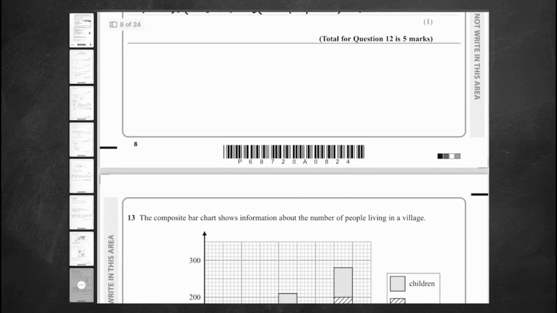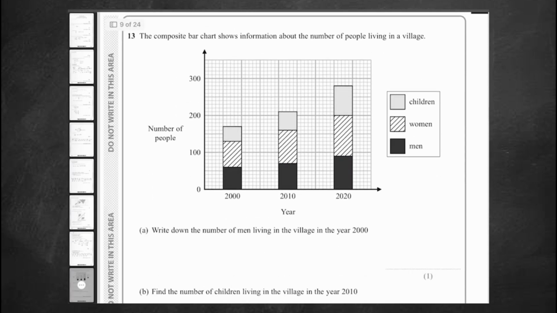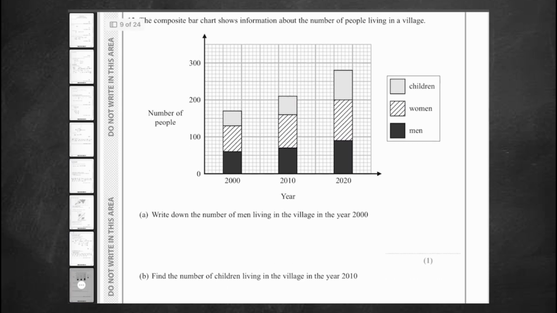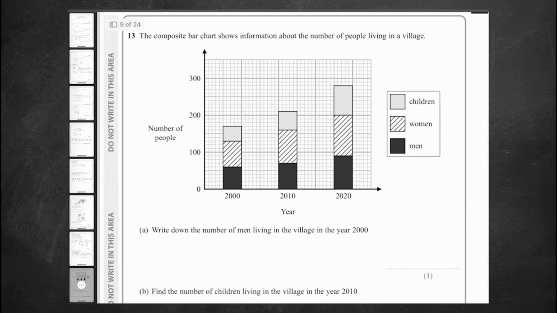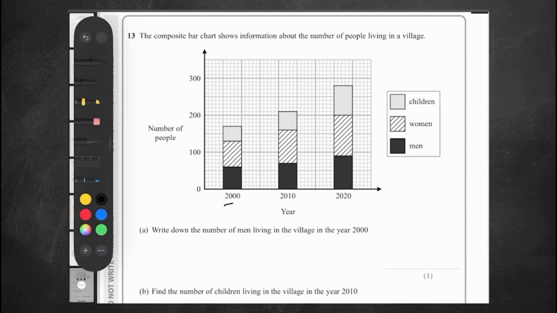On we go. Question 13. The composite bar chart shows information about the number of people living in a village. Write down the number of men living in the village in the year 2000. So the year 2000, men are represented by the darker squares. Each square here is 10 people. So we basically just need to count up from the bottom. So that was going to be 60 men living in the village.